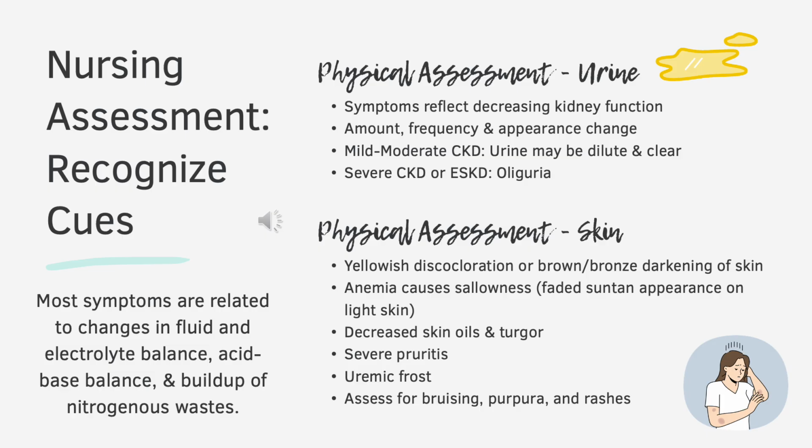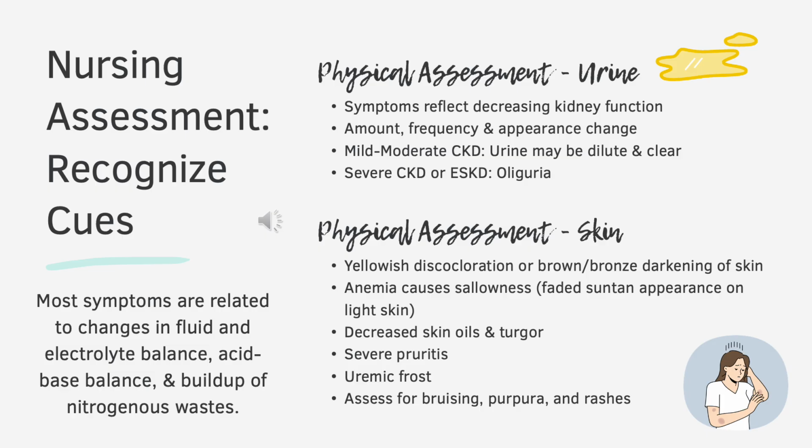So now let's move on to the skin. Skin symptoms in CKD are primarily a result of uremia, which leads to pigment deposits that cause a yellowish discoloration or a brown or bronze darkening, especially in your darker skinned patients. Anemia further contributes to a pale, almost faded suntan-like appearance in your lighter skinned individuals. Skin oils and turgor are often going to be reduced, which leads to dryness, which can exacerbate symptoms of severe pruritus or itching. A lot of patients with CKD experience this.